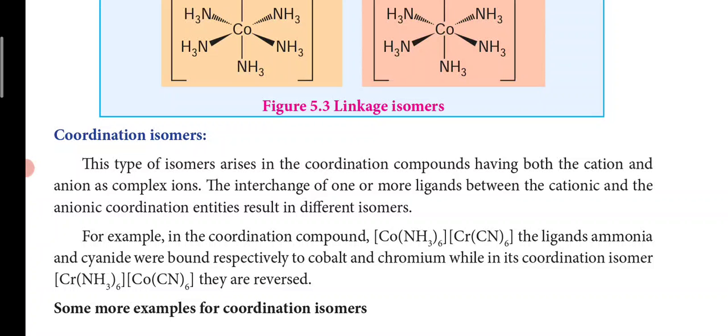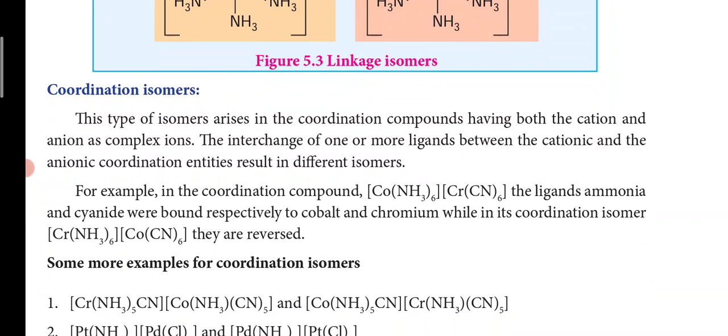Coordination isomer. This type of isomer arises in coordination compounds having both the cation and anion as complex ions. So here the complex ion has an anion and a cation. The interchange of one of the ligands between the cation and the anionic coordination entities results in different isomers. So when the cation and anion interchange ligands, different types of isomers are obtained.